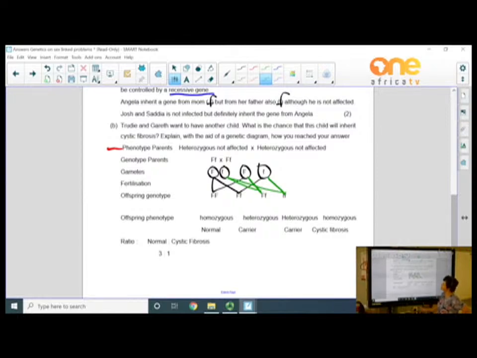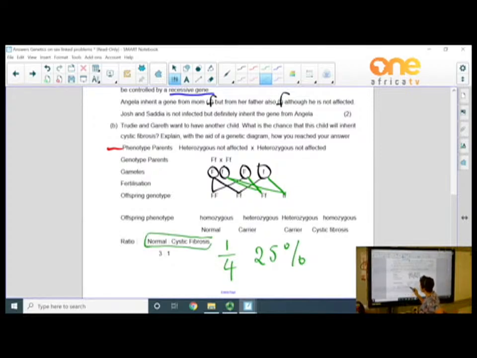So, is there a possibility? Yes, they always have a chance of 1 out of 4, or a quarter chance, or 25%, or a ratio of 1 to 3 for cystic fibrosis to normal. Take care that you indicate in which order you give your ratio, please.